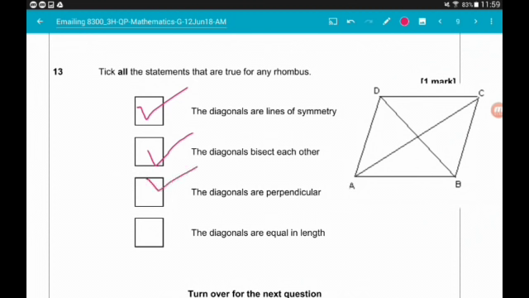So the one that isn't true is that the diagonals are the same length. Hopefully we can clearly see the one going from bottom left to top right is longer than the other one. So that one is not true, and that really is such an abstract question. There's no reason why you should know those facts about a rhombus, but there we go.